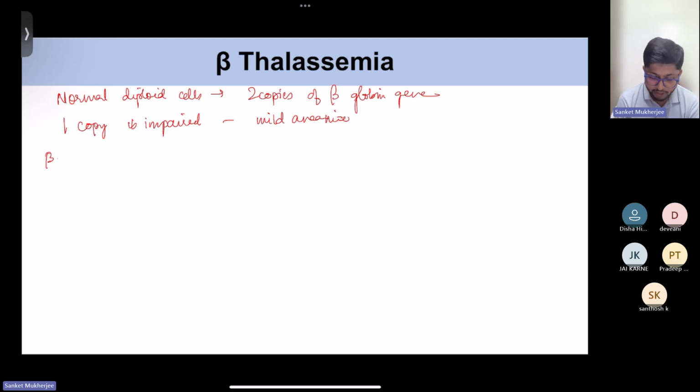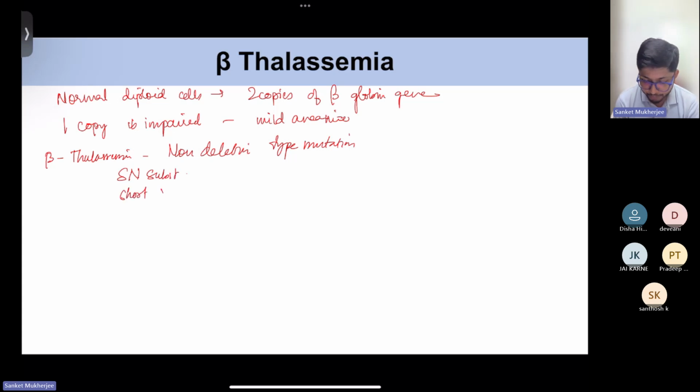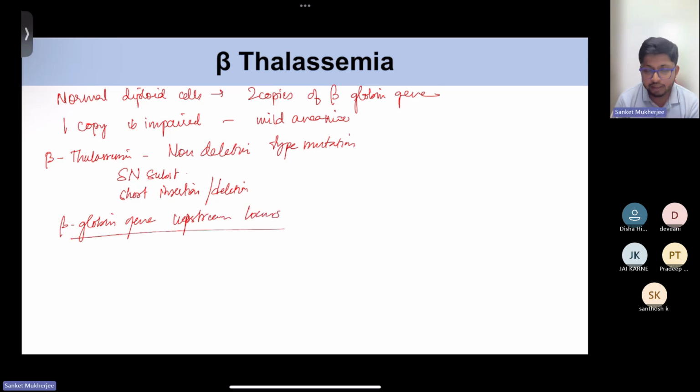So for beta thalassemia, there are non-deletion type mutations. Then there is single nucleotide substitution, right? Then there are short insertions or deletions. So all this leads to a change in the reading frame of the protein. Frame shift happens, and that's why the protein becomes non-functional. Also, deletion of the beta globin gene upstream locus. If there are deletions here, then it could also lead to beta thalassemia, although it's rare.